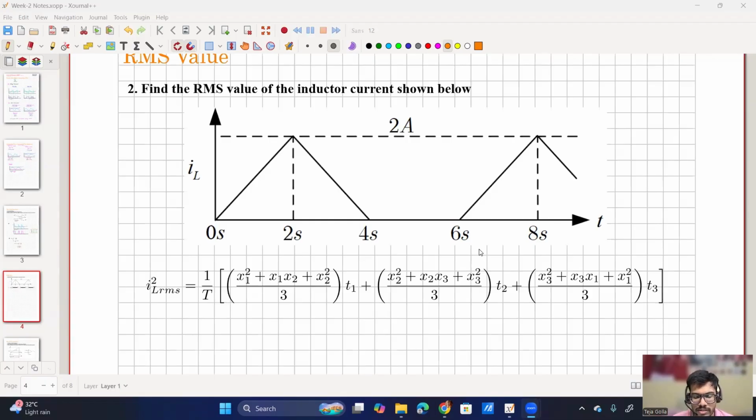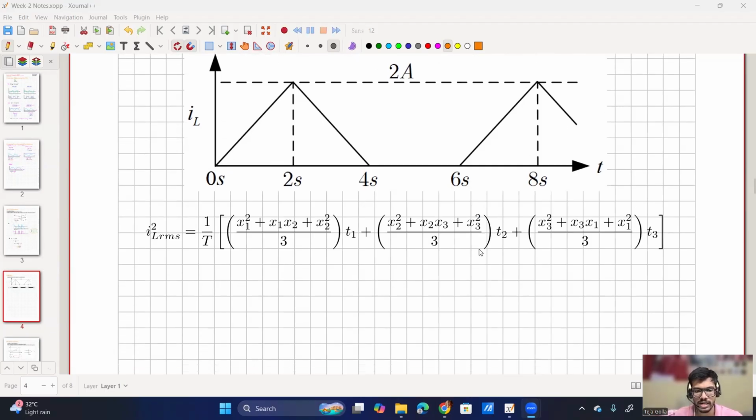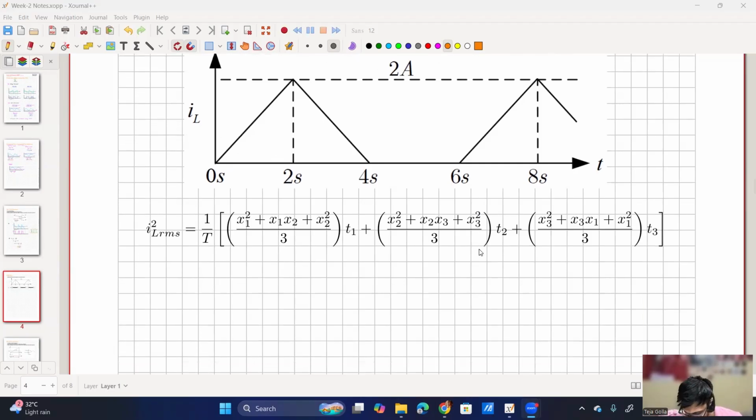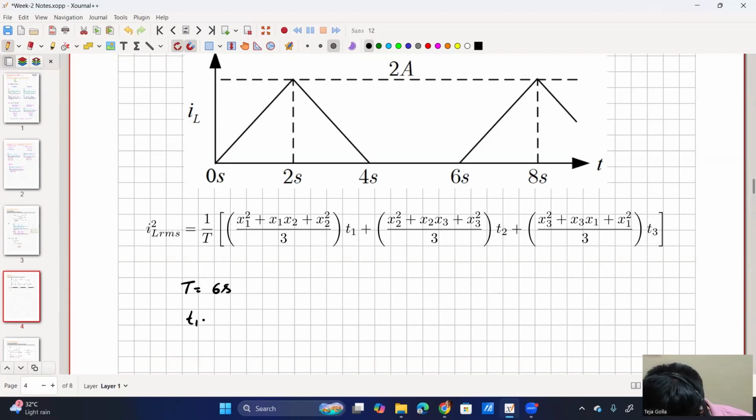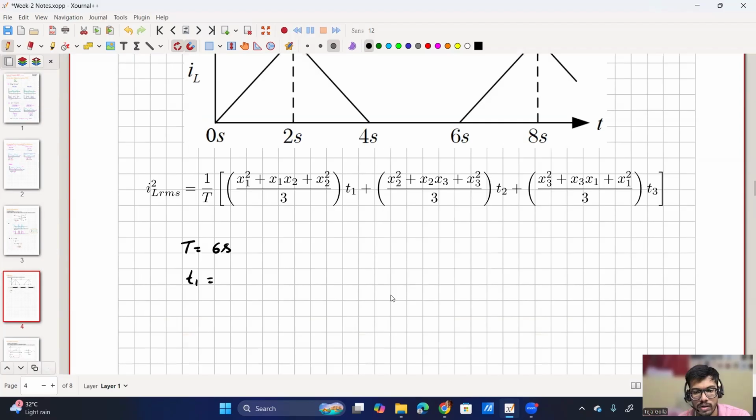Can anyone tell me what is the time period of this inductor current waveform? 6 seconds. Yes. So time period is 6 seconds, right? Time period is 6 seconds. What is T1 and what is T2 and what is T3? Can anyone tell? What is T1? What is T2? What is T3? Also, what is X1? What is X2?